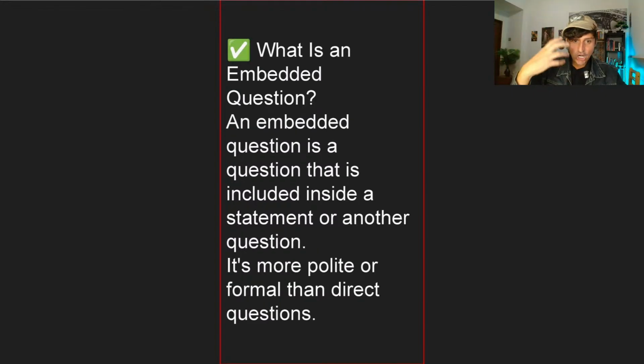So, what is an embedded question? Well, an embedded question is a question that is included inside a statement or another question. So it's like a question inside a statement, right? And it's more polite or formal than direct questions.